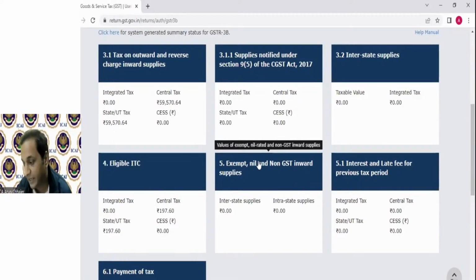Kavita, just wait for some time. We'll discuss what is the 2A and what is 2B. I have to explain. In between, I am taking the topic of the GSTR 3B.